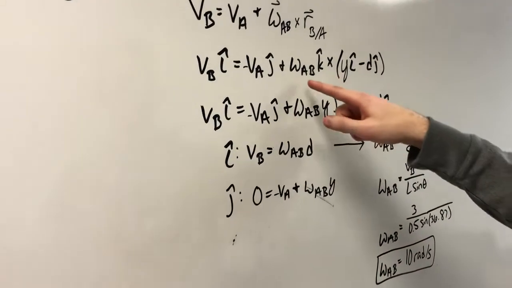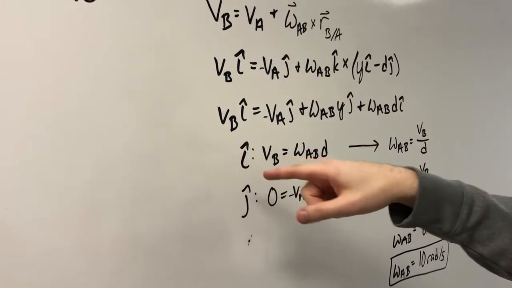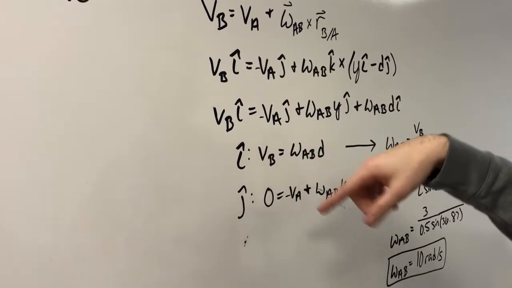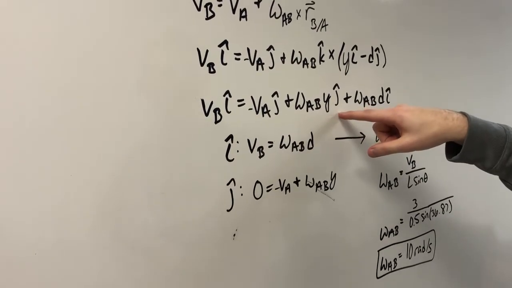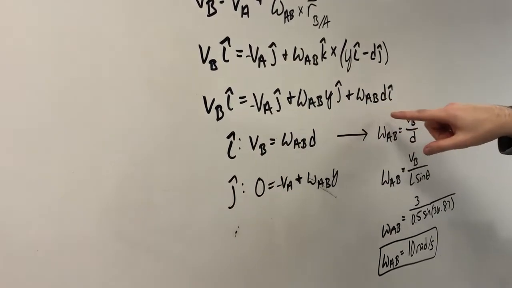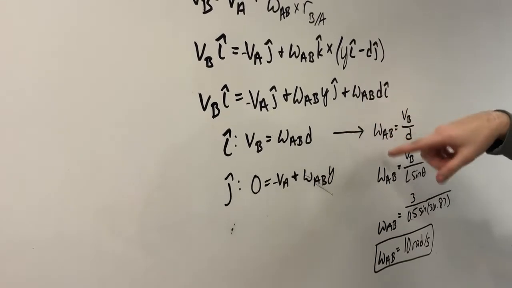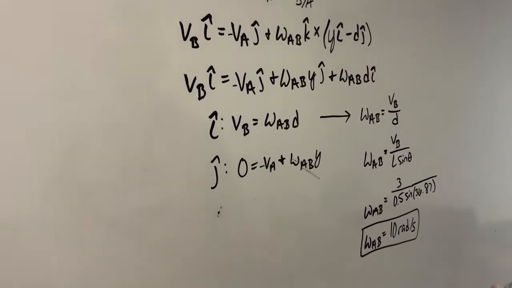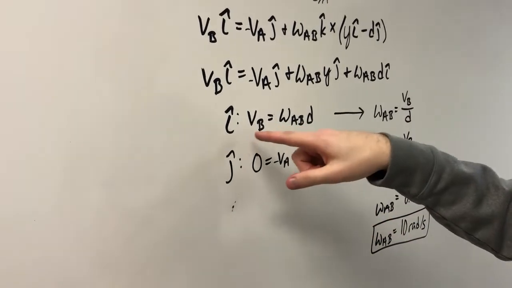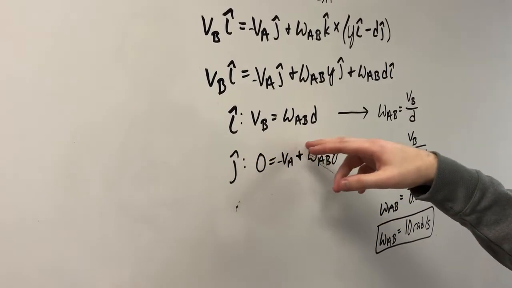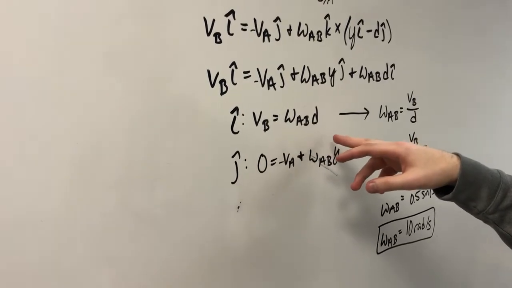After you do the cross product between those two, this is what you're going to get. VB I equals negative VA J plus angular velocity times Y J plus angular velocity AB times D in the I direction. After you get that, you're going to set all the I components together, so you're going to end up with VB equals angular velocity times distance D.